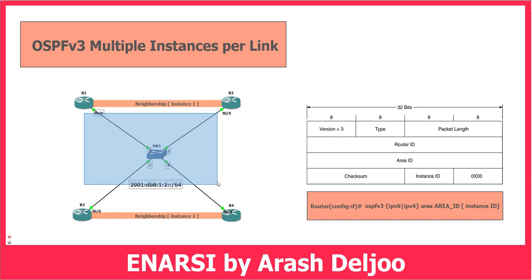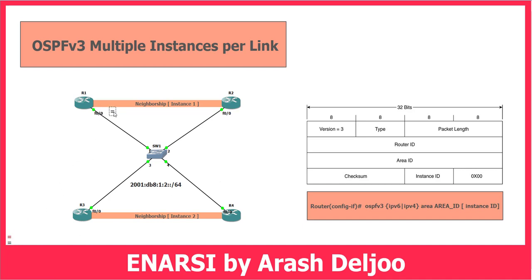We can configure OSPFv3 on the FastEthernet 0/0 of R1, router 2, router 3 and router 4. If you configure OSPF, by default all of these four routers establish neighborship with each other. This is the default behavior. In some cases, maybe you want neighborship only between router 1 and router 2, and also router 3 and router 4. You can do it with the help of instance ID. Let me show you the configuration.